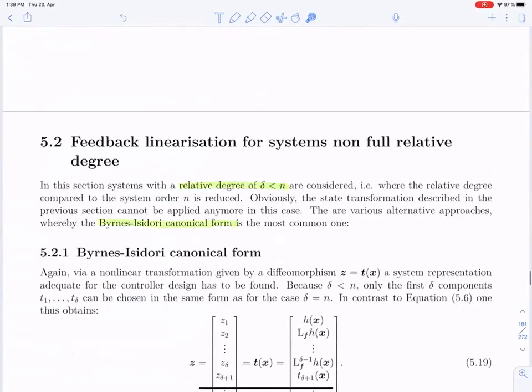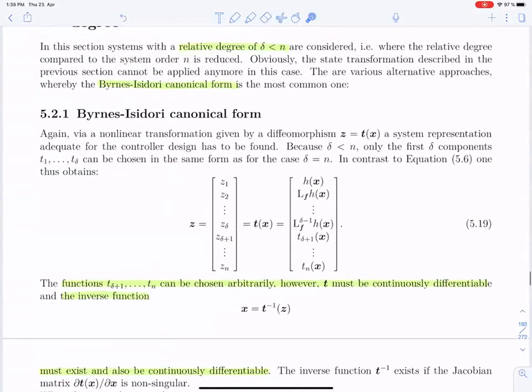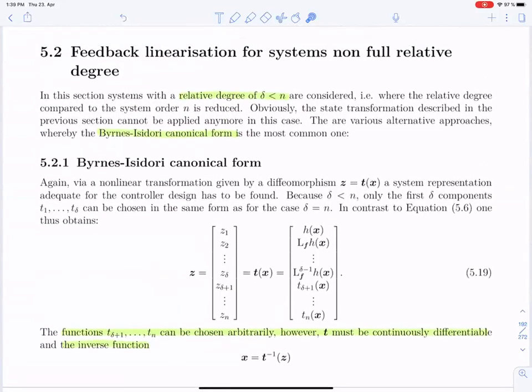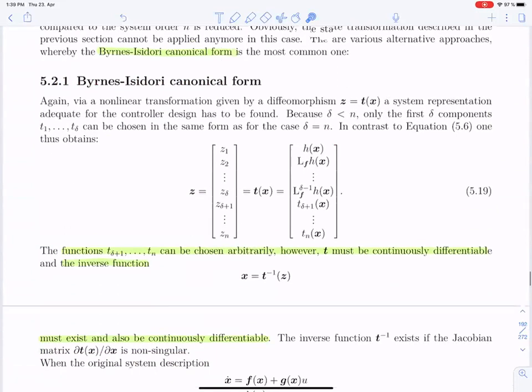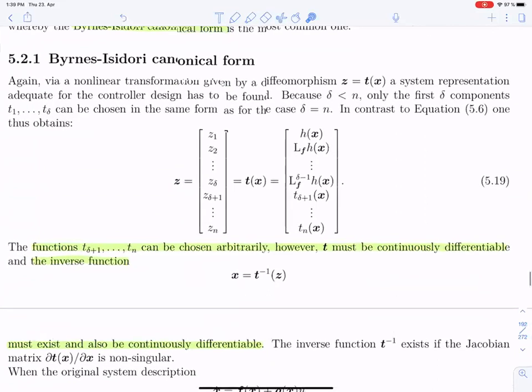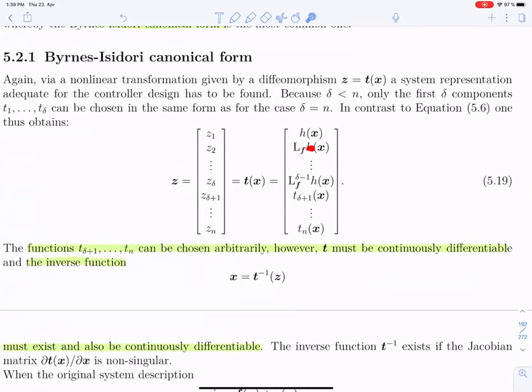So I'm going back to our lecture next week. And obviously there's a number of ways to do it. Next week, I'm going to show you the Burns-Isidori canonical form. So you can already see what we are up to. There's a certain number of states where we can still apply the rule that we did today.